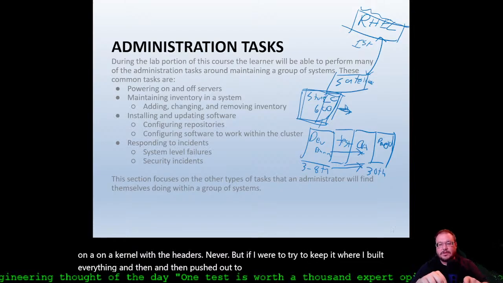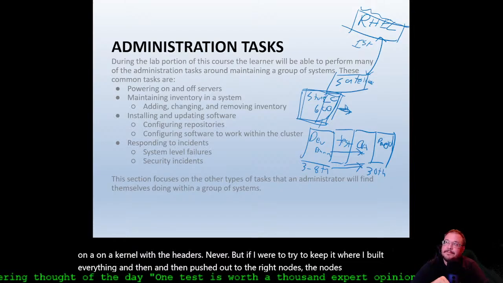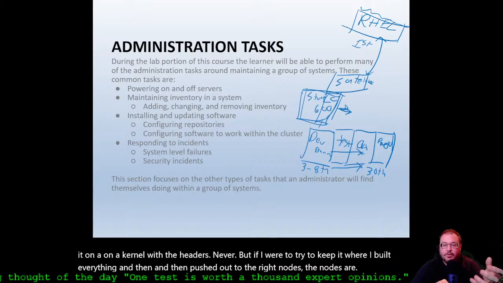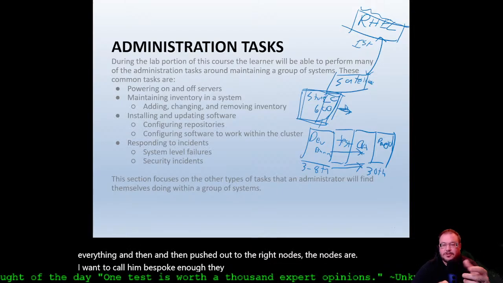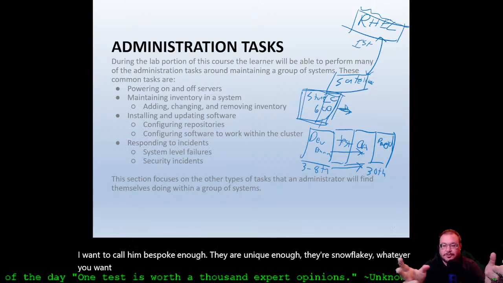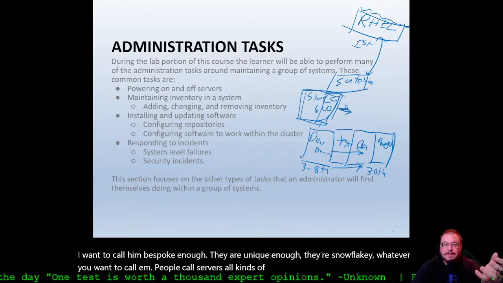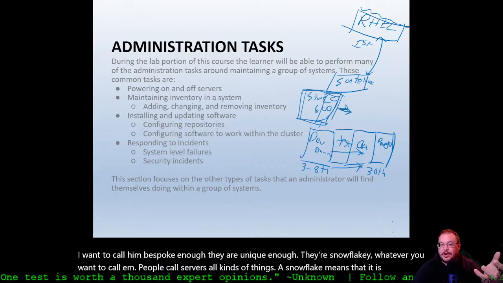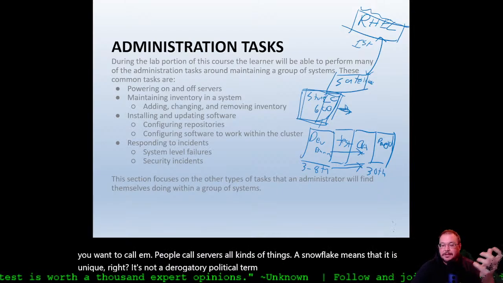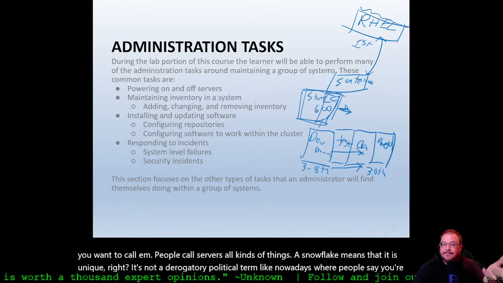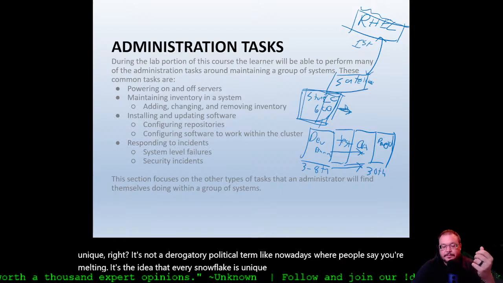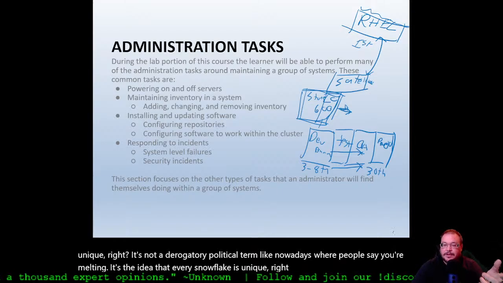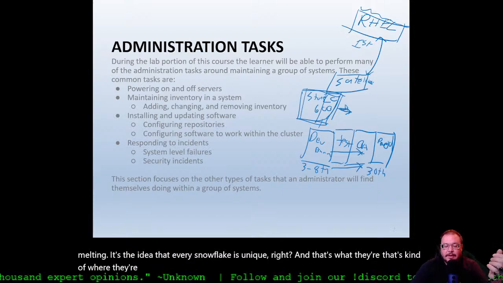But if I were to try to keep it where I built everything and then pushed it out to the right nodes, the nodes are, I want to call them bespoke enough. They are unique enough. They're snowflakey, whatever you want to call them. People call servers all kinds of things. A snowflake means that it is unique, right? It's not a derogatory political term like nowadays where people say you're melting. It's the idea that every snowflake is unique, right? And that's kind of where they're going with that.